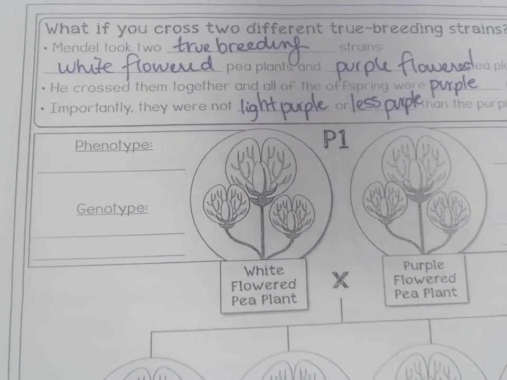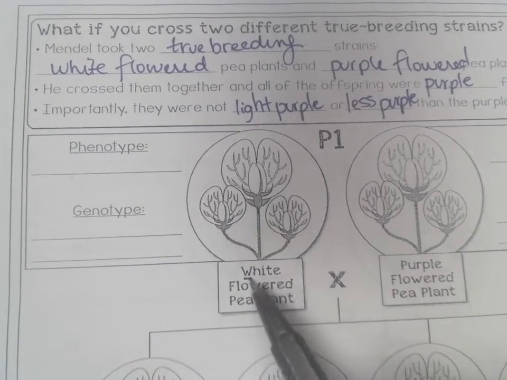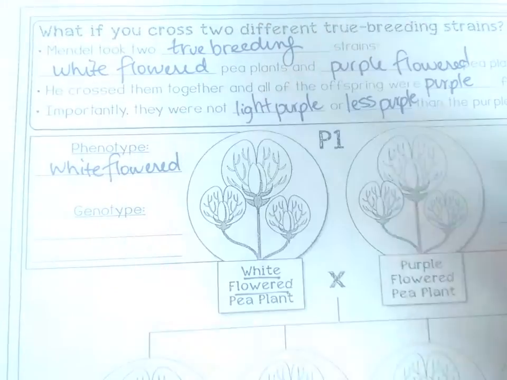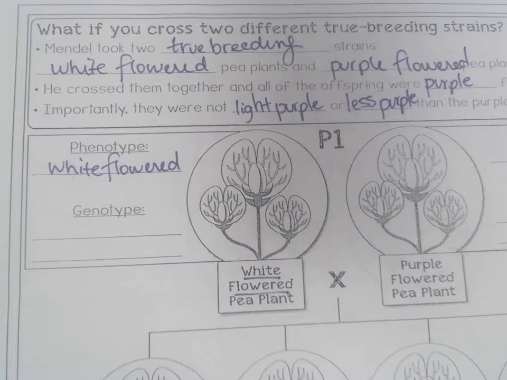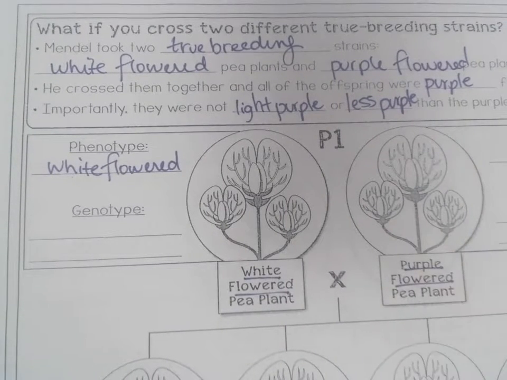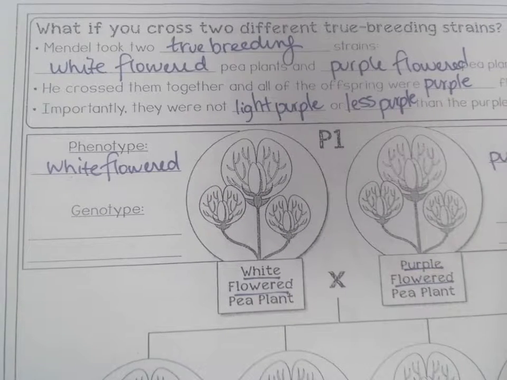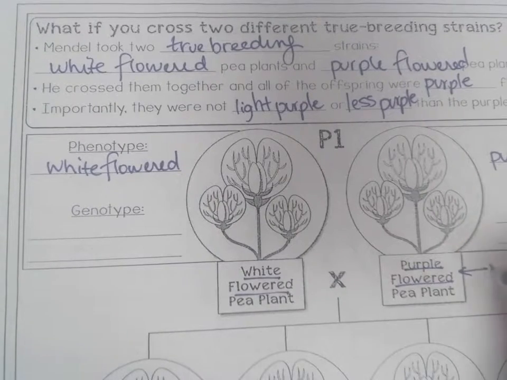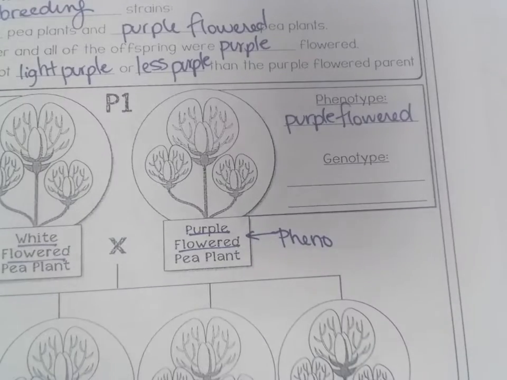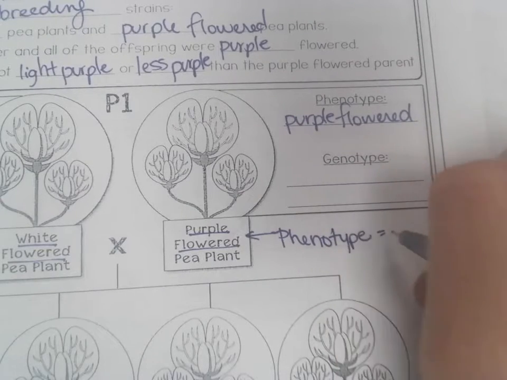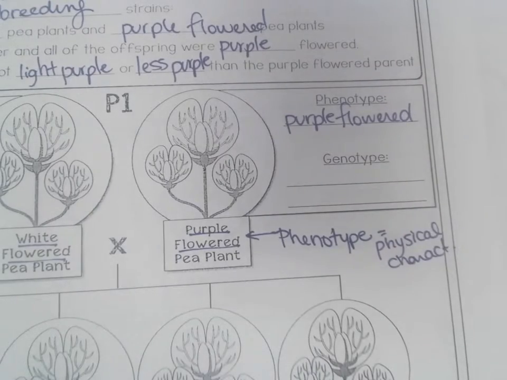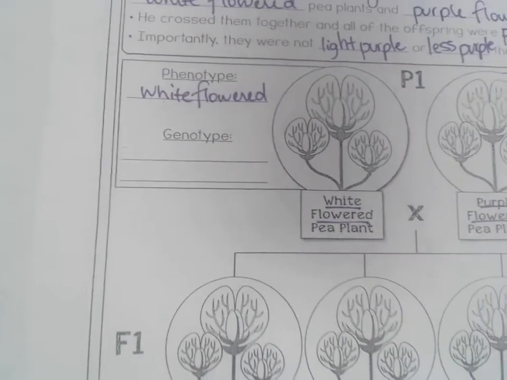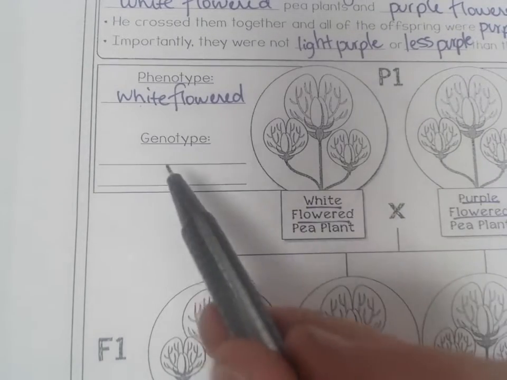So let's identify our phenotypes and genotypes. Our phenotype for this white flowered pea plant is the white flowered color. The phenotype for the purple flowered is purple flowered. Why? Because that is the physical characteristic. Remember, phenotype is the physical characteristic, right? Genotype is what we write with the letters.